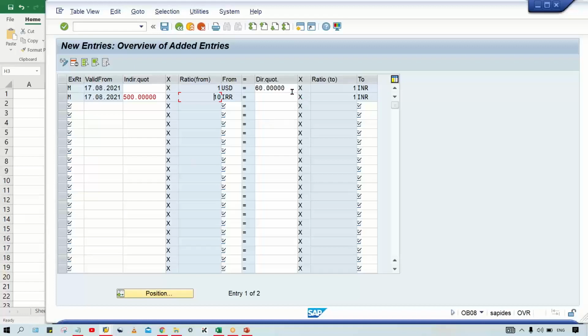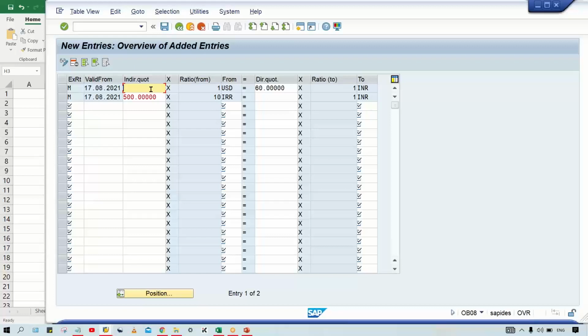Even this rate can be specified. This rate can be specified under indirect quotation also. If 1 USD equals 60 INR, so 1 INR equals how many USD, guys? You can use the calculator and you can calculate, right? So that amount can be specified here. But it is a bit confusing, right?